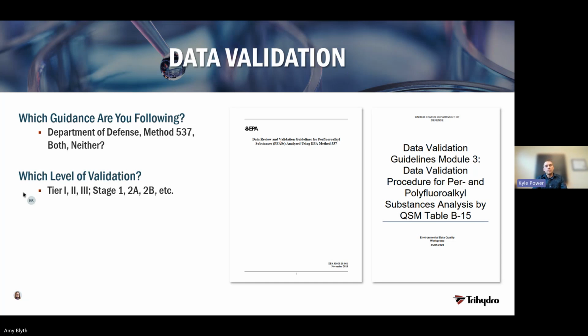So again, a thing you should consider is what guidance are you following? Because currently there's a couple out there. We have Department of Defense that has pretty detailed stuff. Method 537 has their own specific guidelines of what to look for. With other types of sampling, like volatile organics or semi-volatiles, metals, the EPA has established national functional guidelines that are out there, and they are consistently updated and revised.